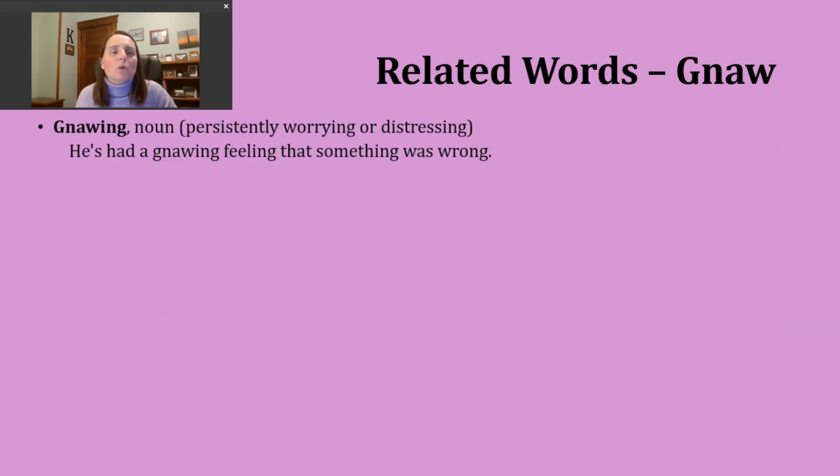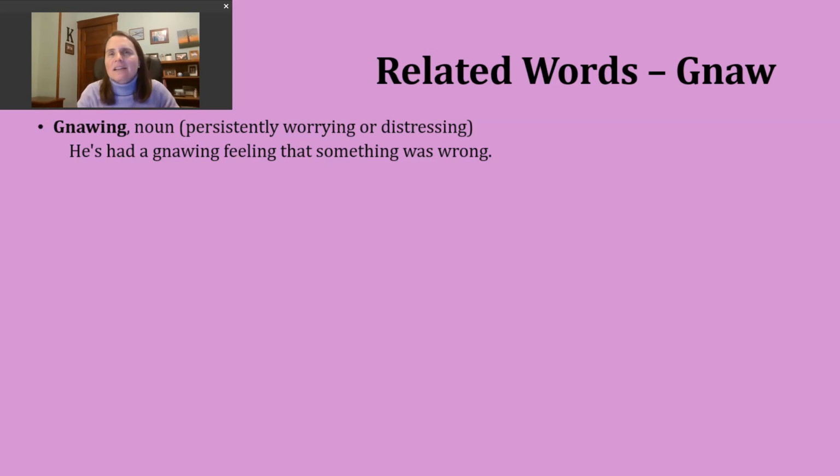So when I use this word as an adjective, I'm describing something that is persistently worrying or persistently distressing. An example of this in a sentence might be, he's had a gnawing feeling that something was wrong, right? So kind of this feeling that won't go away. It's causing this person to worry. Maybe there's something going on that caused that particular feeling.